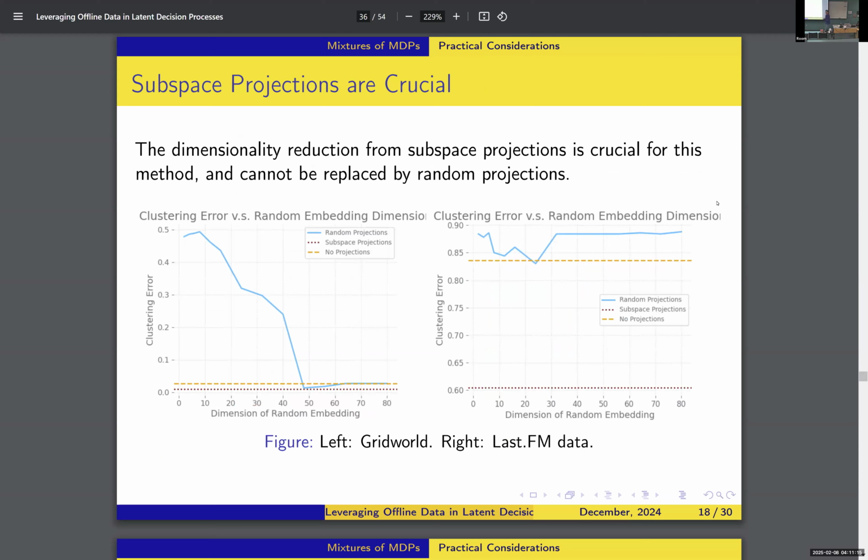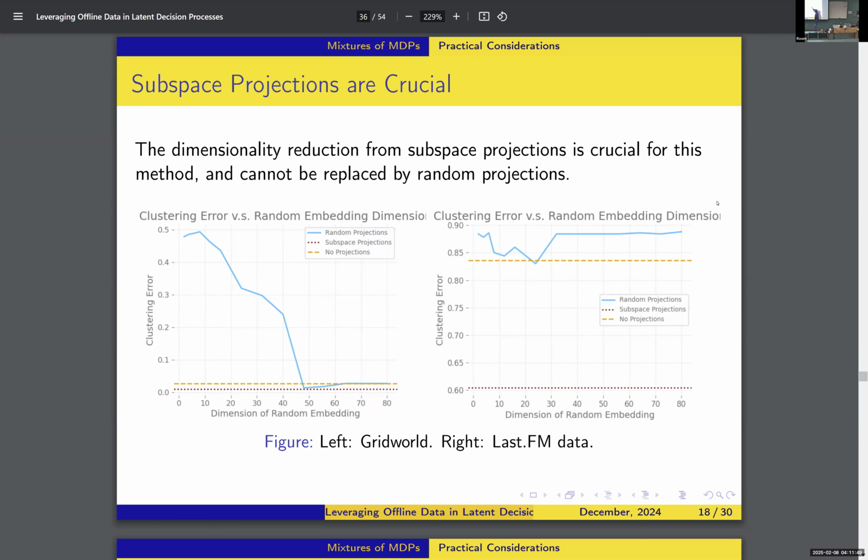The other thing I want to point out is that subspace projections are crucial. We first presented the subspace and then we look at pairwise distances. Somebody might ask, is this overkill? Can you not just look at pairwise distances? In theory all of this is a big deal, but maybe in practice you can do this. Or maybe you can use the Johnson-Lindenstrauss theorem and use random projections, which is something that some people might also consider. Turns out, no. Random projections have really high clustering error in the grid world data set, where they at least get better at some point. But in the other data set, which is the Last.fm data set, they never get better.